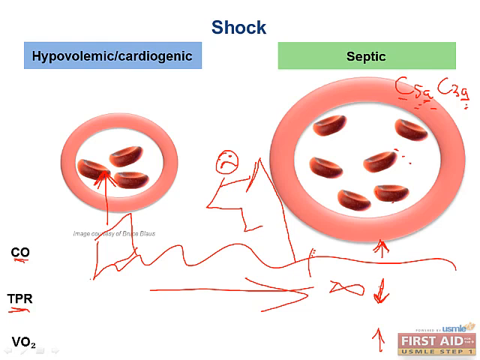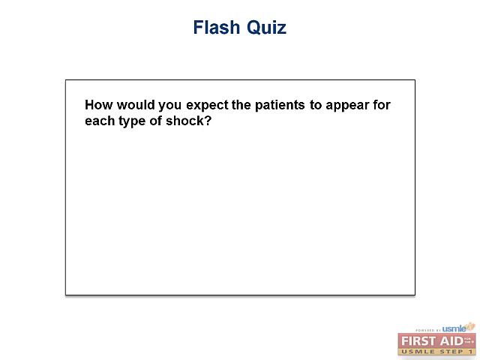For hypovolemic and cardiogenic shock, cardiac output was decreased. TPR was increased. VO2 was decreased. And for septic, CO was increased, TPR decreased, VO2 increased. So there you have it. There's the comparison, and that's what's going to be asked on your multiple choice USMLE exams. Well, now it's time for another flash quiz.